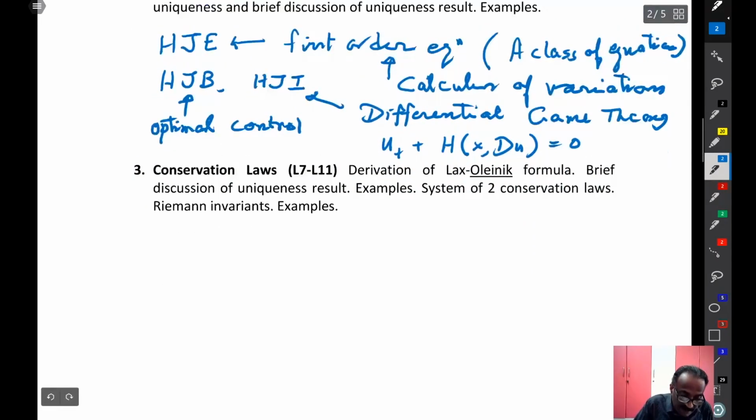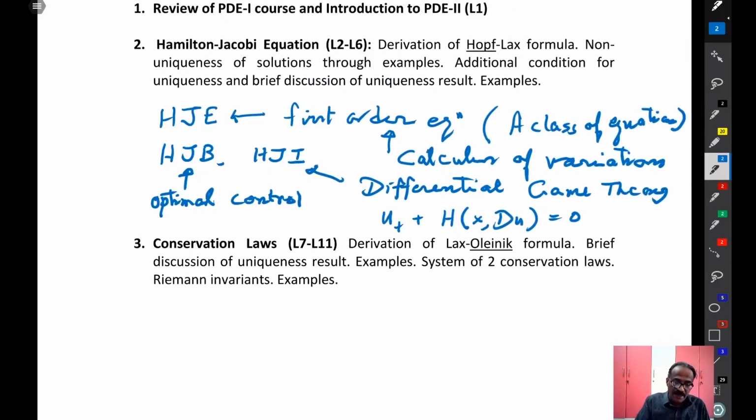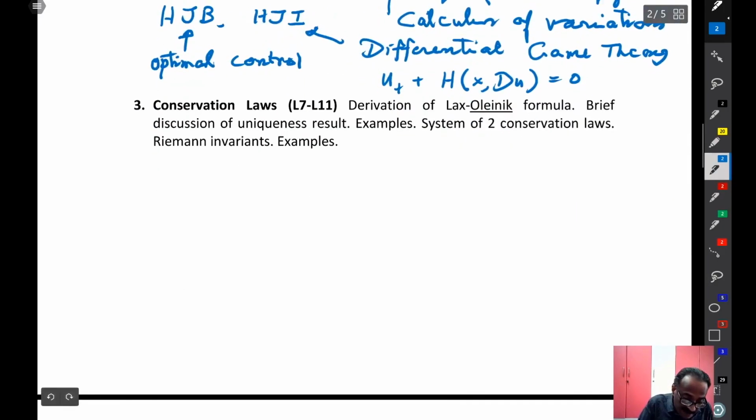Similarly, this we will do in two to three hours, maybe a half-hour lecture. And similarly, there is another first order equation. This is also a first order equation or first order system.